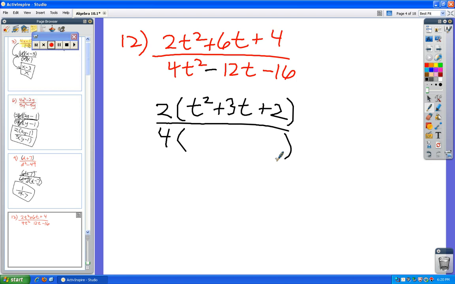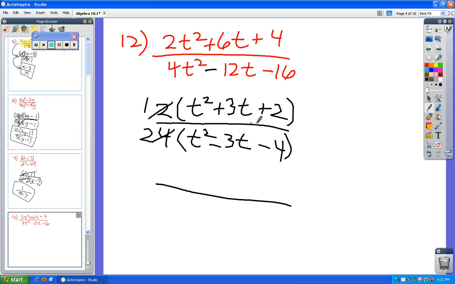Factor out the 4, write down what's left. T squared minus 3t minus 4. You're just taking each one, factoring out a 4. Now, we have factors, the 2 in the parentheses, the 4 in the parentheses. We can cancel out the 2 and the 4, that becomes, yeah, half, 1 over 2. We cannot cancel anything here because we cannot cancel parts of factors. Yeah, these are parts. You cannot cancel the t squared. You cannot cancel the 3t. We need to factor this further. So, we'll do it again.